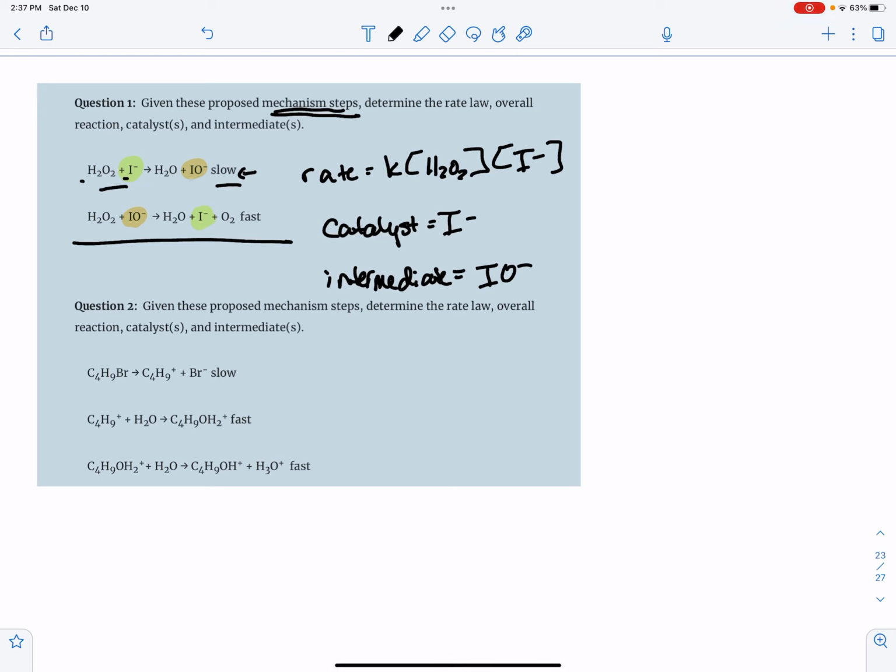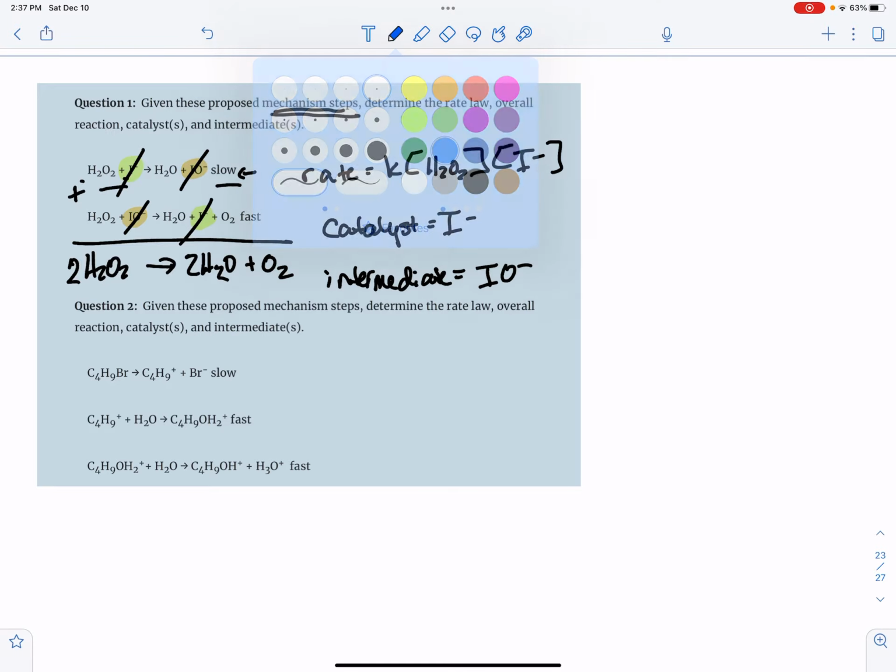So the overall reaction, you cancel the stuff that's on both sides and you can add things that are on the same side. So when I put these together, these two are going to add. So I get 2H2O2 goes to, and then notice I've got two waters, 2H2O plus O2. Notice I am not basing my rate law on the overall reaction step, but that is the overall reaction. Okay, now I'm ready to go to the next one.